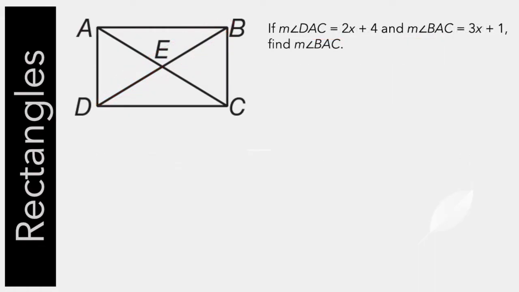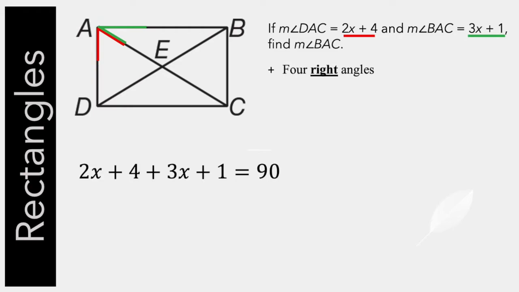Let's try working with some angles. It says if the measure of DAC is 2x plus 4 and the measure of BAC is 3x plus 1, find the measure of BAC. What we know is that rectangles have four right angles. So DAC together with BAC is a right angle. Another way to say that is that 2x plus 4 plus 3x plus 1 equals 90. And we can solve for x.